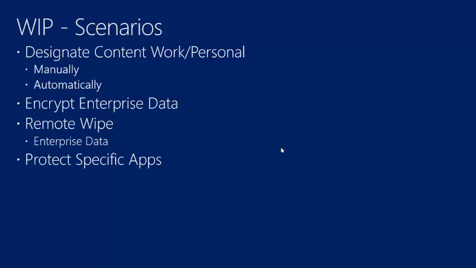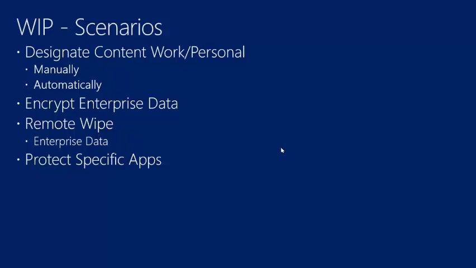really just a few, right? So with Windows Information Protection, you can designate content as either work or personal. Now, there's two ways to do that. The way that you're going to see in the lab is I'm going to do it manually. And again, the reason I'm going to do it manually is, one, to show you, and two, because of the way that I have the demo configured, which you'll see in a minute. You can also have this done automatically.